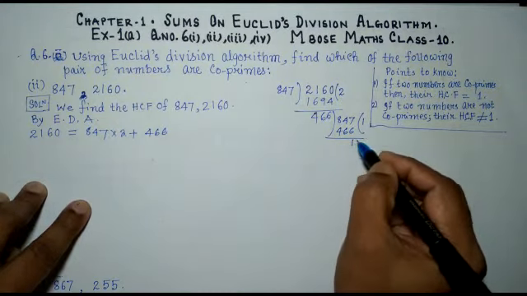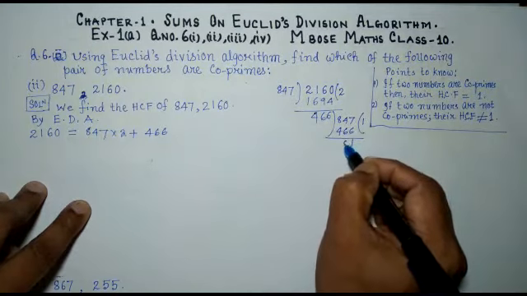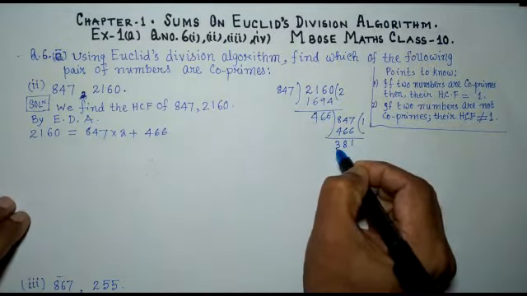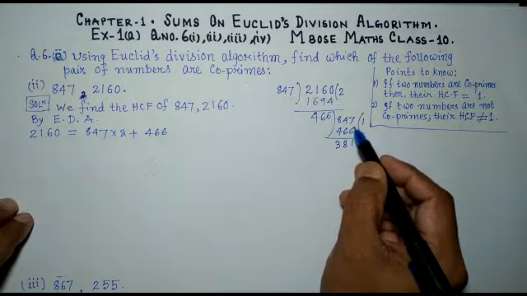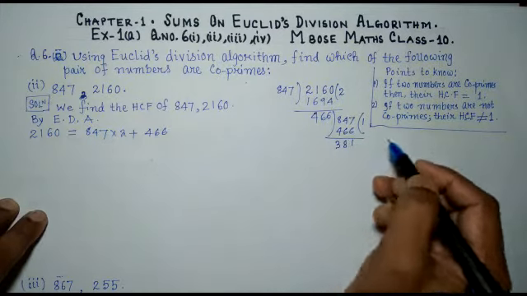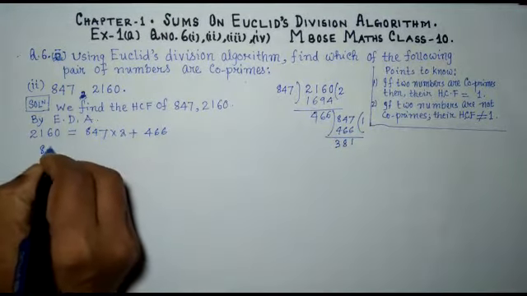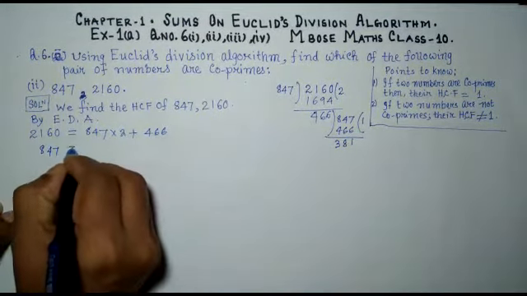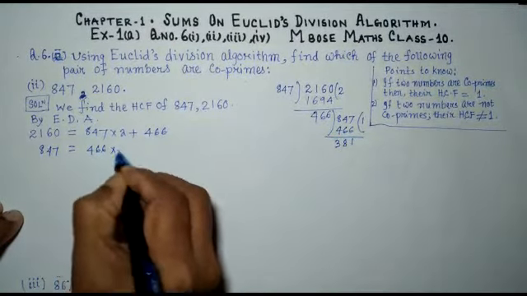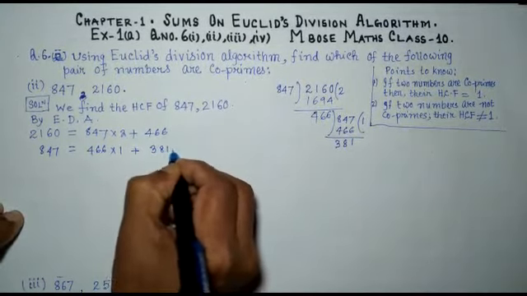we get 381. So let us write this: 847 is equal to the divisor 466 into quotient 1 plus remainder 381.